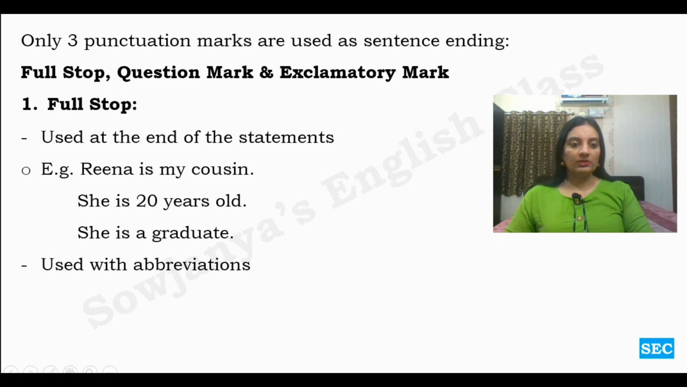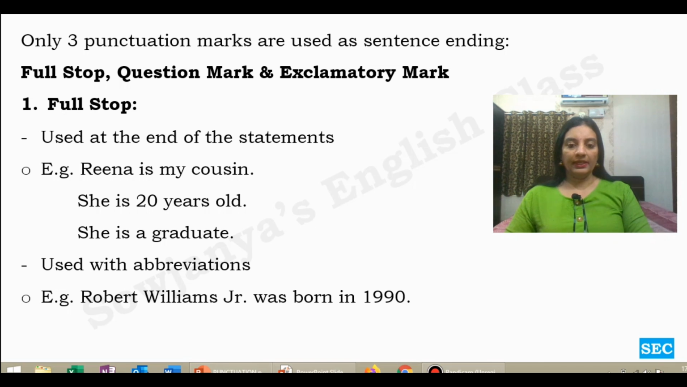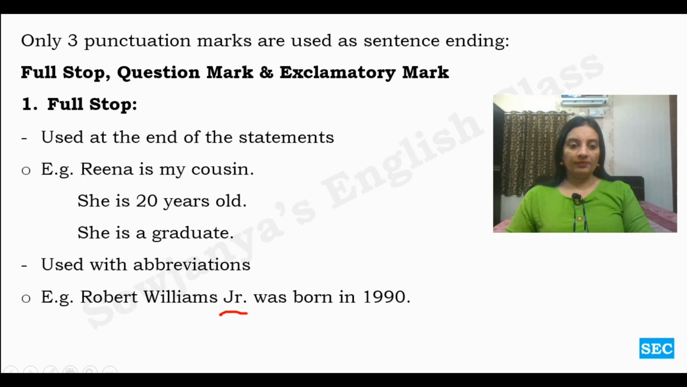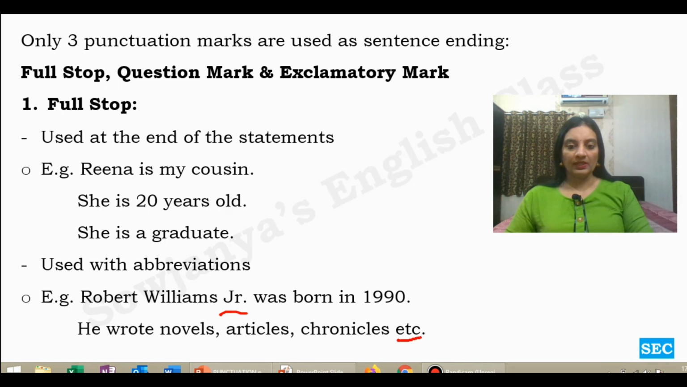Full stop is used with abbreviations as well. Example, Robert Williams Jr. was born in 1990. If you see this word junior, it is taking a full stop. It itself means abbreviation. Jr. is an abbreviation. Its expansion is junior. And then one more example. He wrote novels, articles, chronicles, etc. It is also an abbreviation.